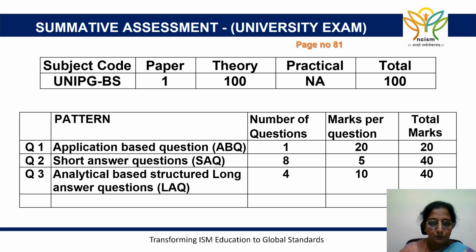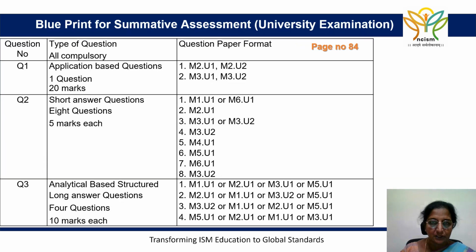Coming to short answer questions, 8 questions should be asked, 5 marks for each, and a total of 40 marks has been assigned for these SAQ questions. Coming to LAQ questions, 4 questions need to be asked, each carrying 10 marks. So, overall 40 marks assigned for these LAQ questions. So, a total of 100 marks has been assigned for the university examination.